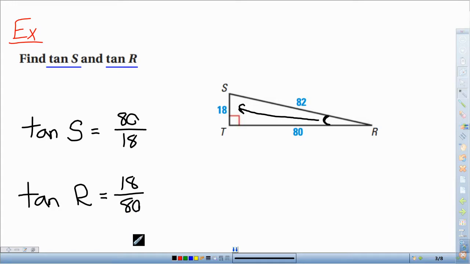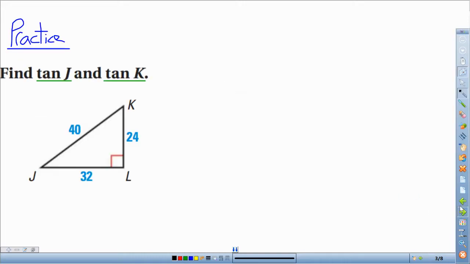Okay, and there it is. That's the big thing, is just being able to identify: this is the side length opposite the angle, this is the side length adjacent to the angle. That's really the big thing we're focusing on right now. Okay, cool. So I think I'm going to have you guys go ahead and try one out on your own. Go ahead and find tangent of angle J and of angle K. And yeah, go ahead and try it out.